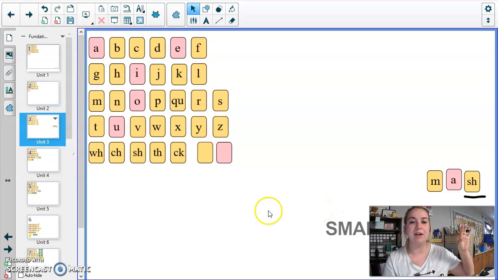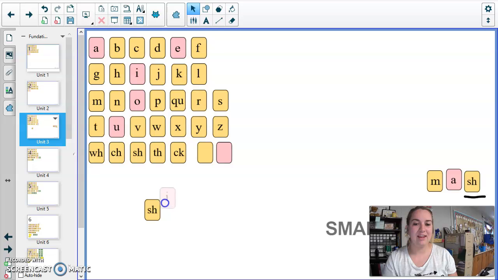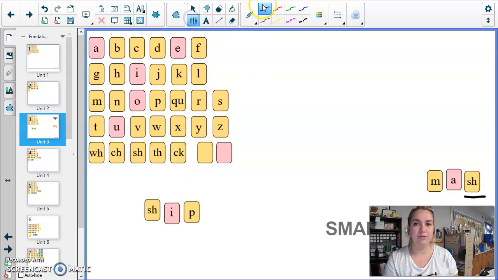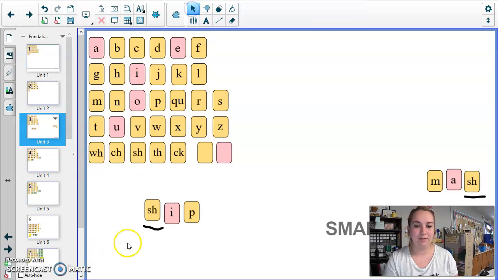Shh. What digraph says shh? SH does. What vowel says i? My last sound is p. What says that? A P. Very good. Now, do you see a digraph in this word? I do at the very beginning, SH, so I'm going to underline because that's how I mark that word up. Ship. Very good.